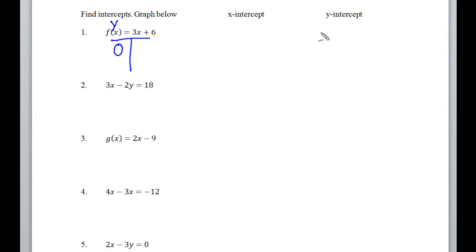So I'm going to go y equals 3 times 0 plus 6. Now 3 times 0 is 0. So I get an answer that simplifies to 0 plus 6, y equals 6. So I can come back over here and fill that into my table. So my y-intercept is 0, 6.